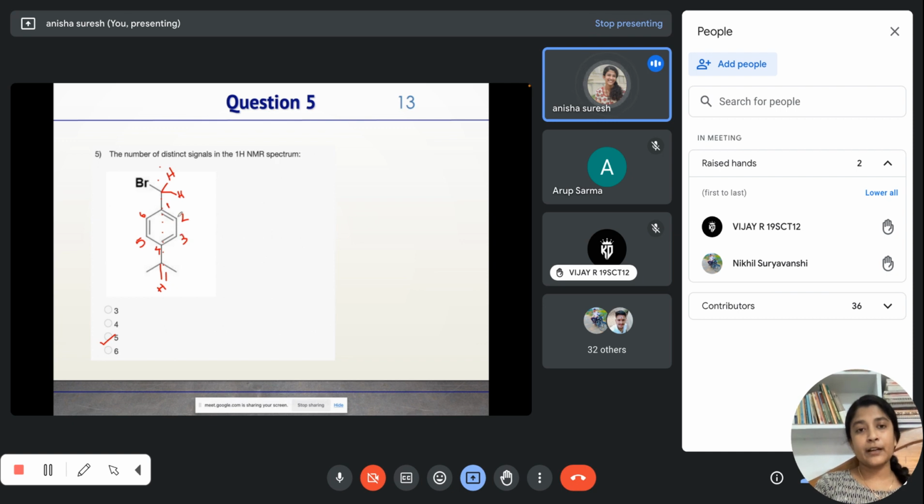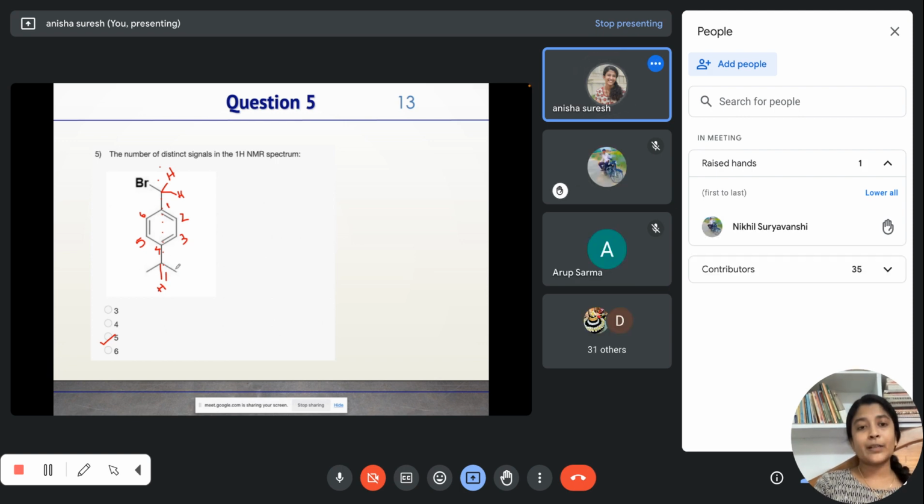So three distinct signals we have found. This will be the fourth one, and these two CH3s will be coming as a total 6 integral, 1 signal. 6 protons will be coming in the same region. Is it clear? How 5 distinct signals are coming, is it clear?